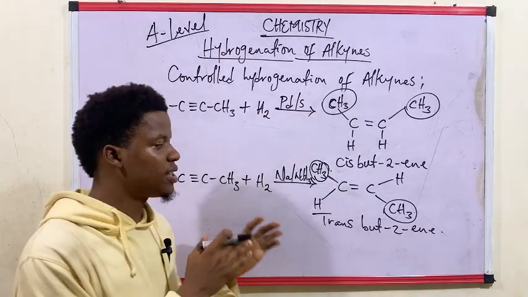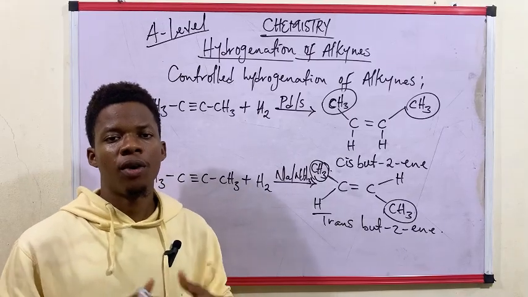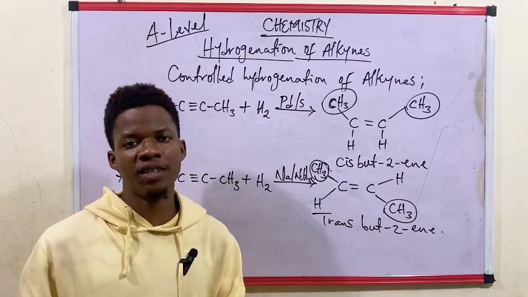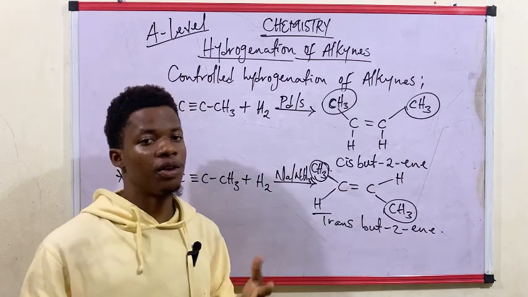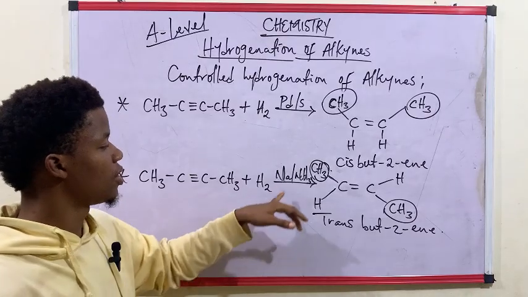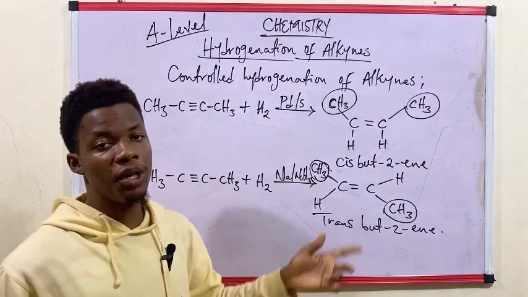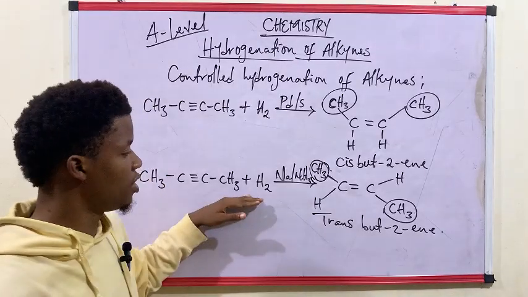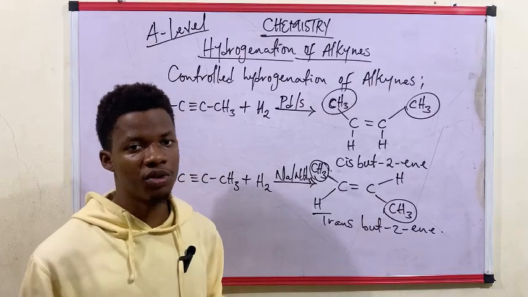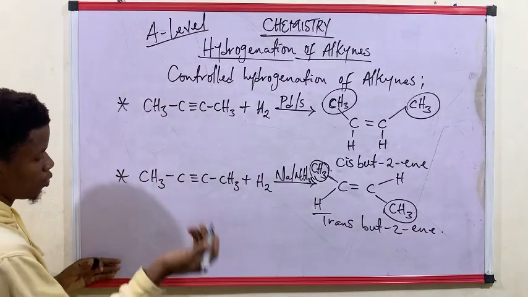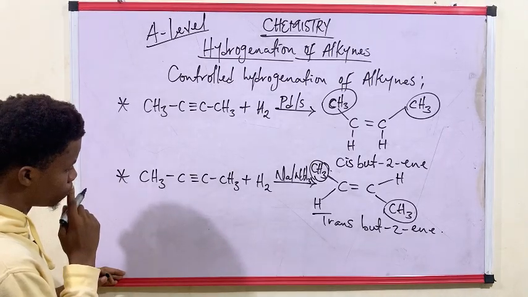Now in your examinations as a chemistry student offering organic chemistry in your first year in college and university, you will see questions like this where your lecturer can just give you something like this, put the catalyst and put a question mark here and ask you what will be the product, or sometimes they will give you the product and put a question mark, and they will ask you what is the catalyst being used. Take for example, now I do something like this. Watch this now.